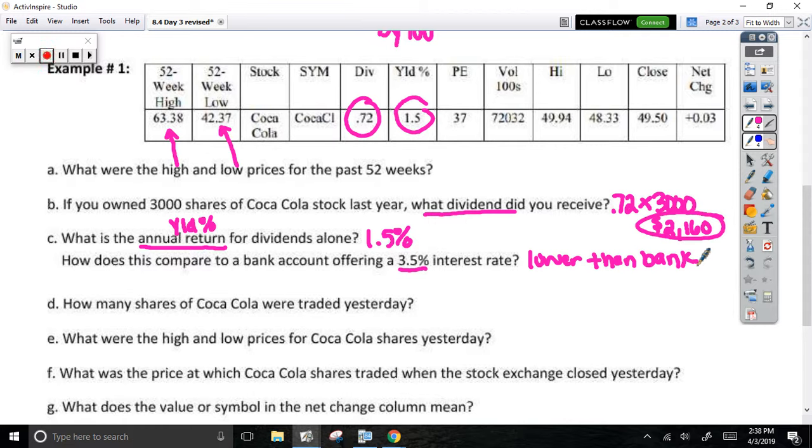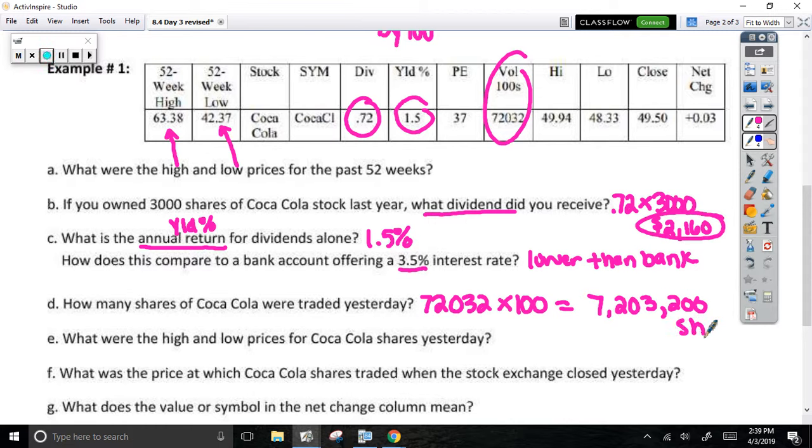How many shares of Coca-Cola were traded yesterday? That's your volume of 100. So you need to take 72,032 and either multiply it by 100, or you can just add 2 zeros at the end. The reason they do that is so that they don't have such a long number in the table. They try to shorten it to fit on a newspaper.